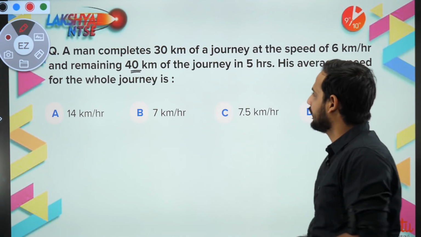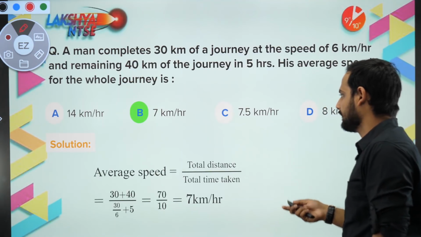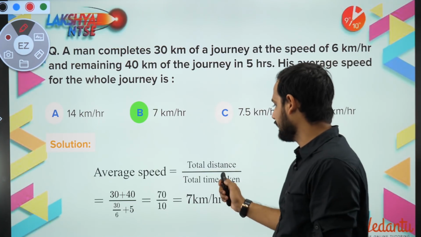So your correct answer for this question is 7 km per hour. Right? Chalo, let's move ahead.